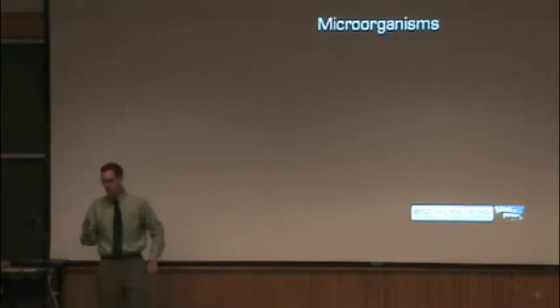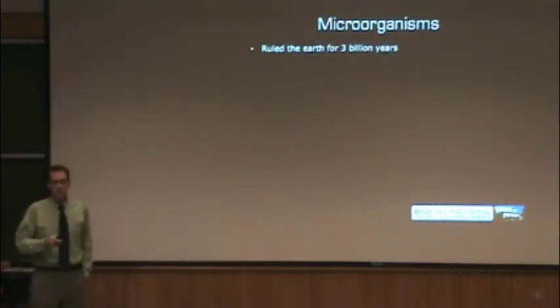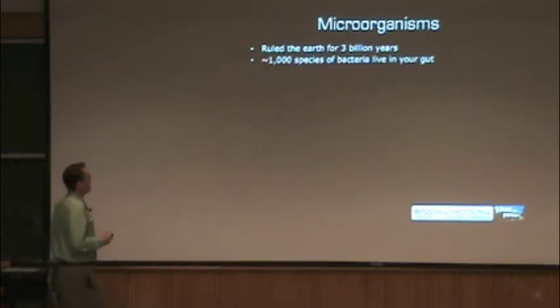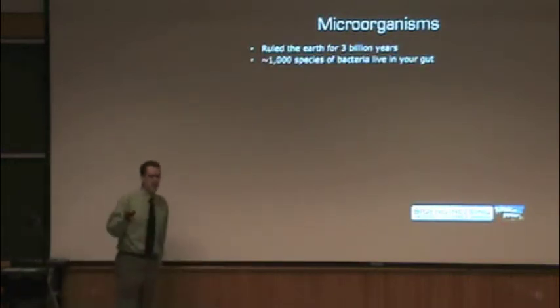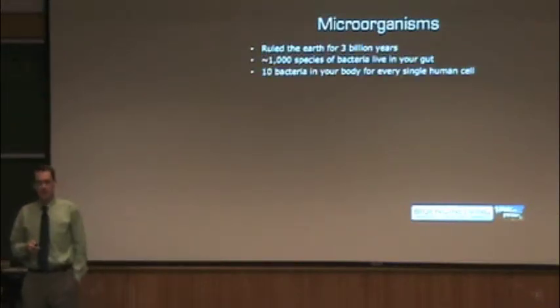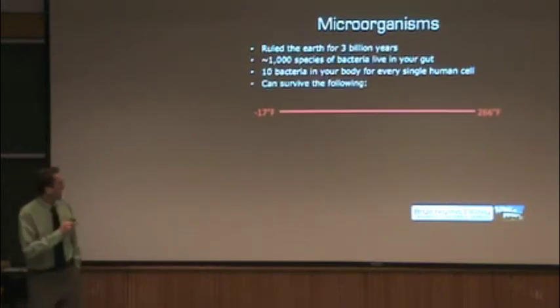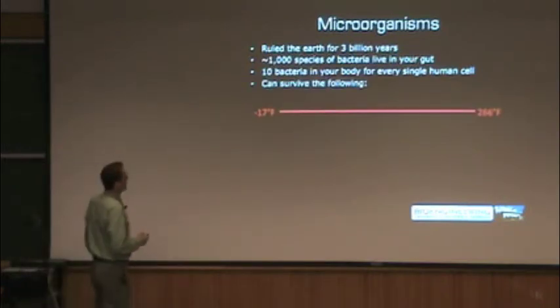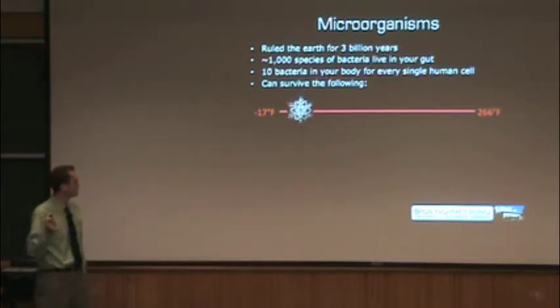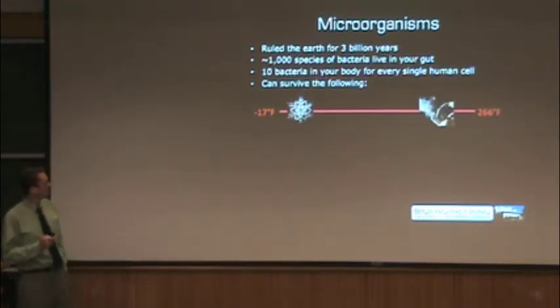So a couple of things about microorganisms. They ruled the Earth for 3 billion years. Arguably, they still are. There are 1,000 species of bacteria living in your gut. There are 10 bacteria in your body for every 1 human cell. And they are capable of living from minus 17 degrees Fahrenheit to 266 Fahrenheit. To give you some perspective, that's ice, and that's boiling water.